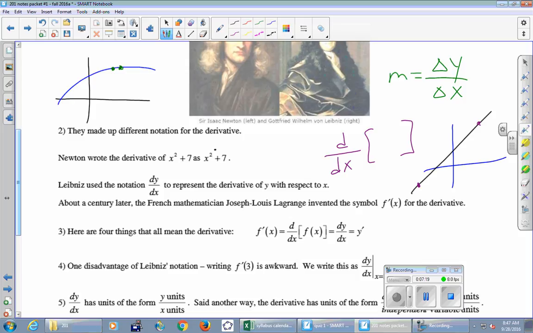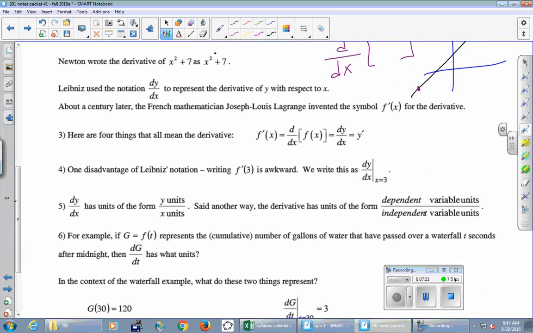All right, so about a century later, the French mathematician Joseph Louis Lagrange invented the symbol f prime of x. Quite commonly, we'll use f prime, and we will also commonly use this dy dx. We will not be using the dot. Number 3, here are 4 things that all mean the derivative. f prime of x we've used. On the far right, y prime should look familiar as well. This is Leibniz's notation right here.